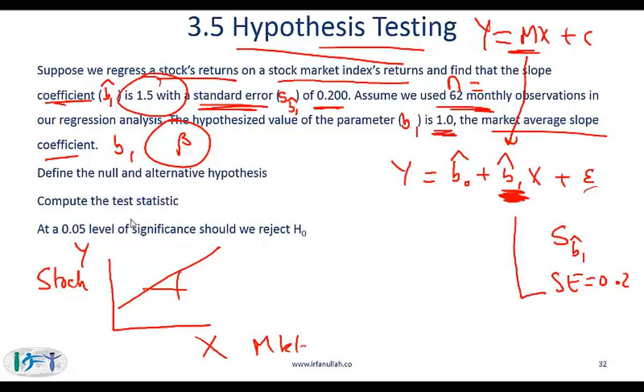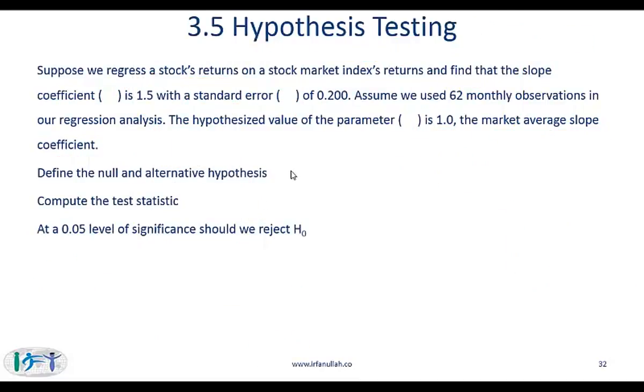How do we do hypothesis testing? What's step number 1? The first thing that you do is define the hypothesis. So what is a null hypothesis? Let's set up a null hypothesis that b1 is equal to 1 versus an alternate hypothesis that b1 is not equal to 1. So this is step number 1. Then we compute the test statistic, and then finally we will compare the test statistic with the critical value.